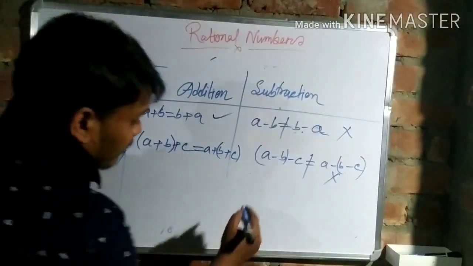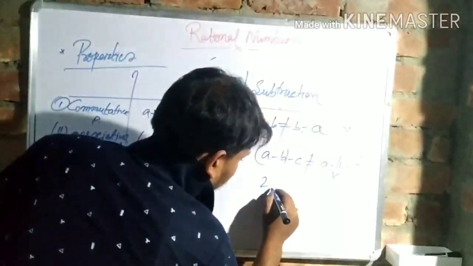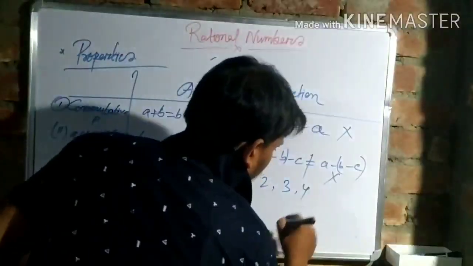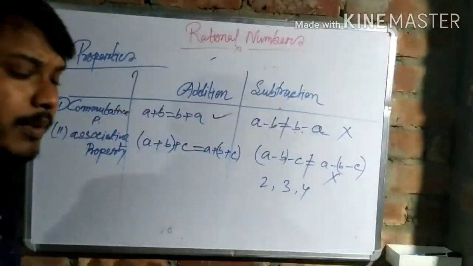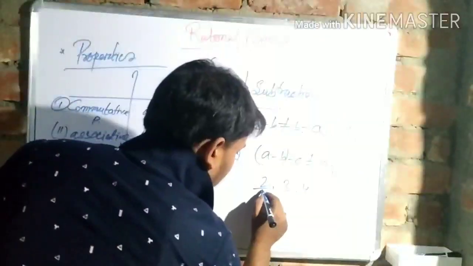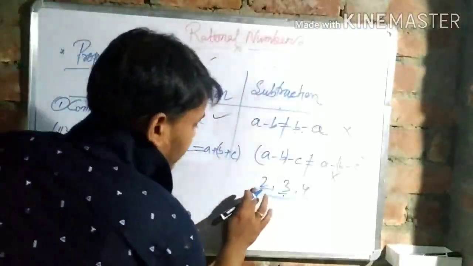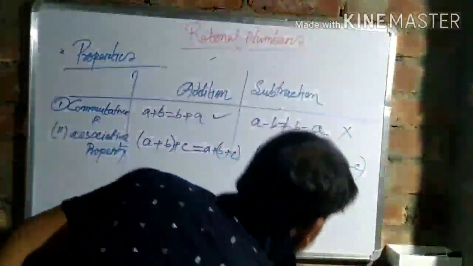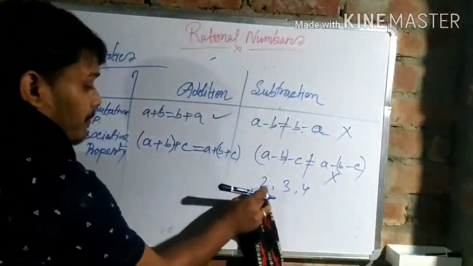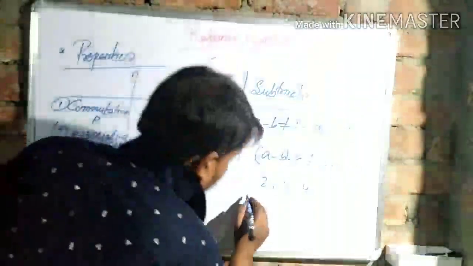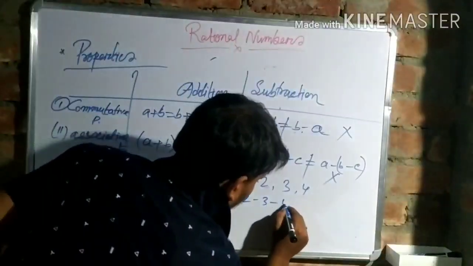For example, 2, 3, 4. These are also rational numbers, because we can write them in the form p by q: 2 by 1, 3 by 1, 4 by 1. For easier calculation, I take 2, 3, 4. Okay. So 2 minus 3 minus 4.